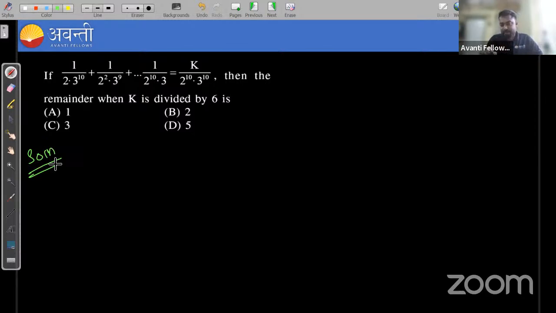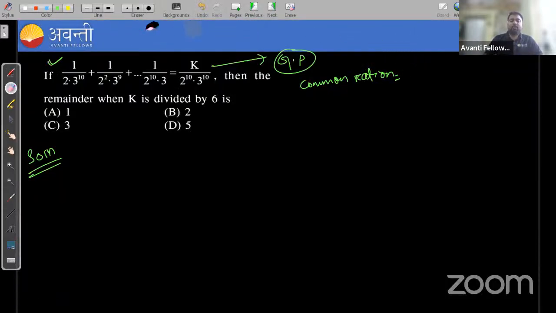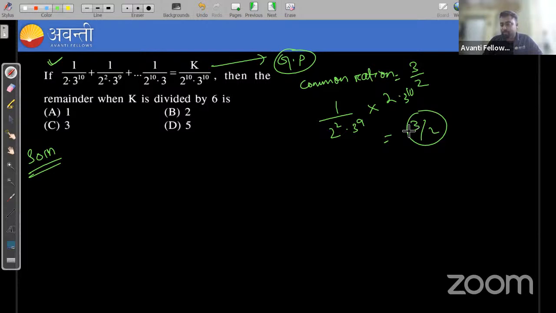Simply you can observe that the given series is a GP with the common ratio 3 by 2. Yes or no? You can see 1 upon 2 square into 3 to the power 9, divided by 1 upon 2 into 3 to the power 10, that is 3 upon 2. The common ratio is 3 upon 2, right?